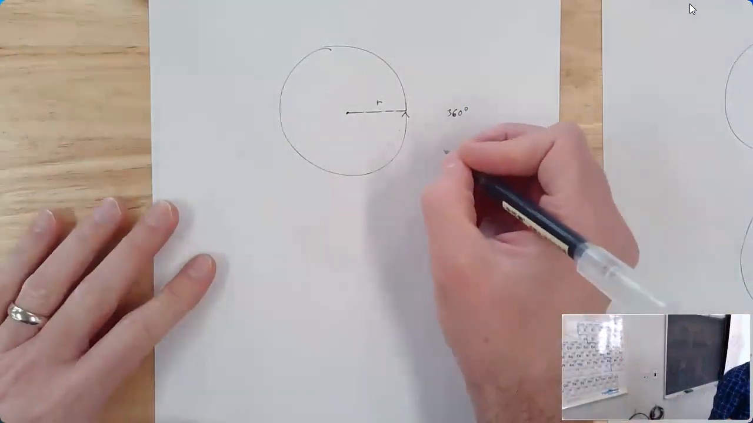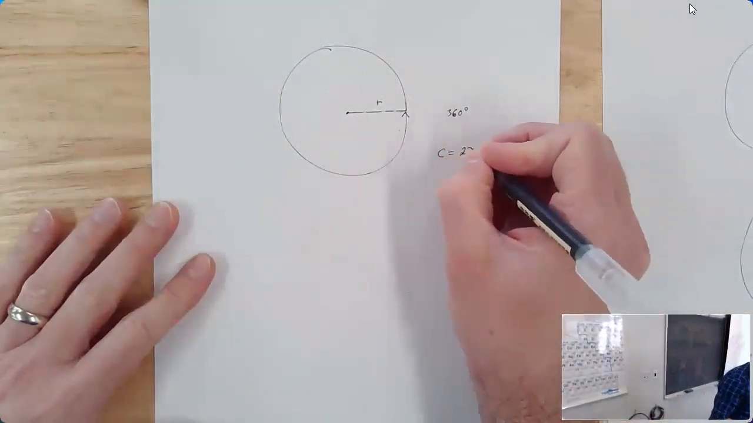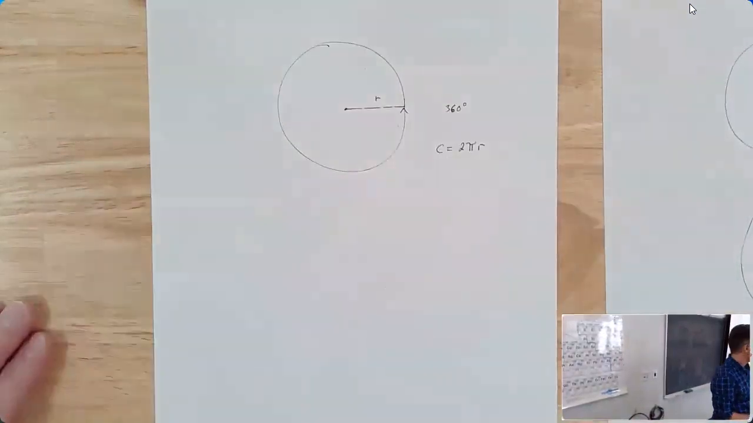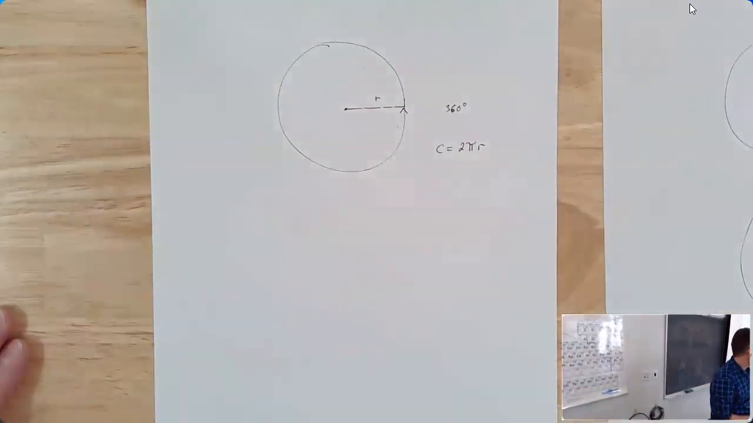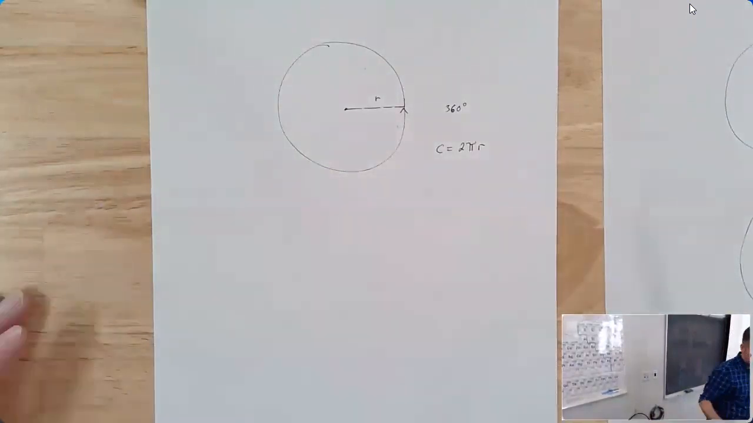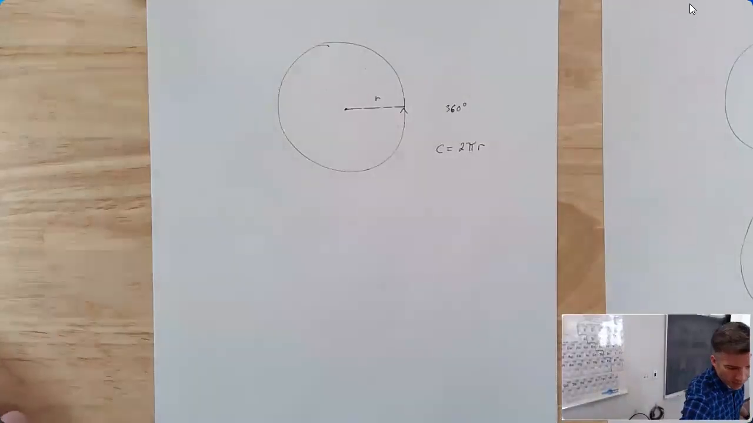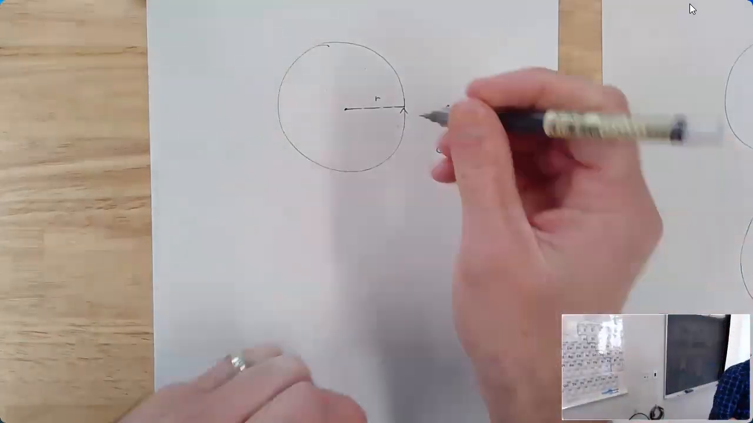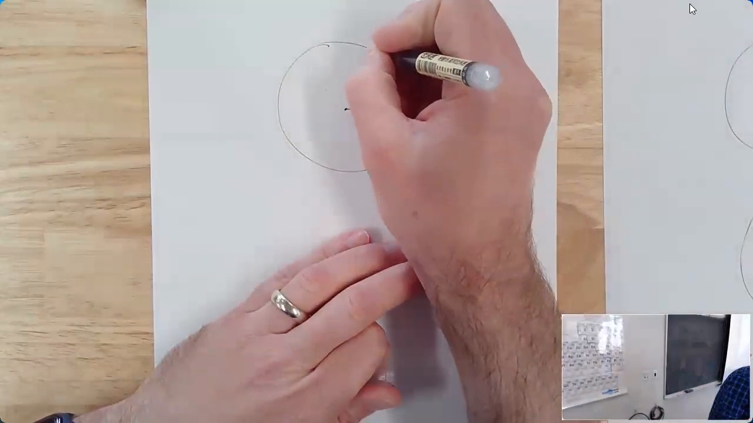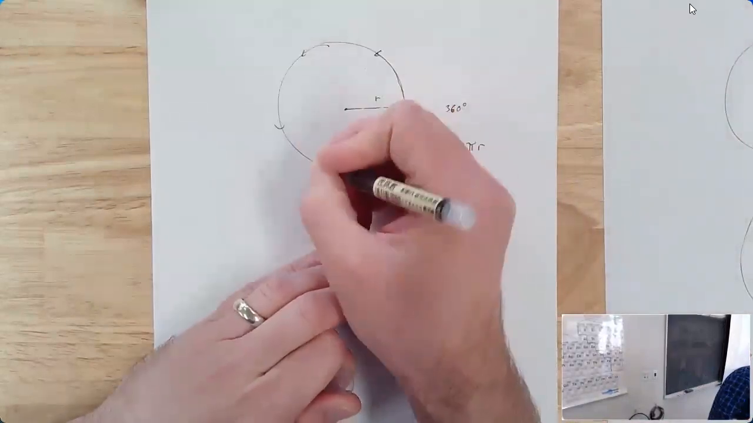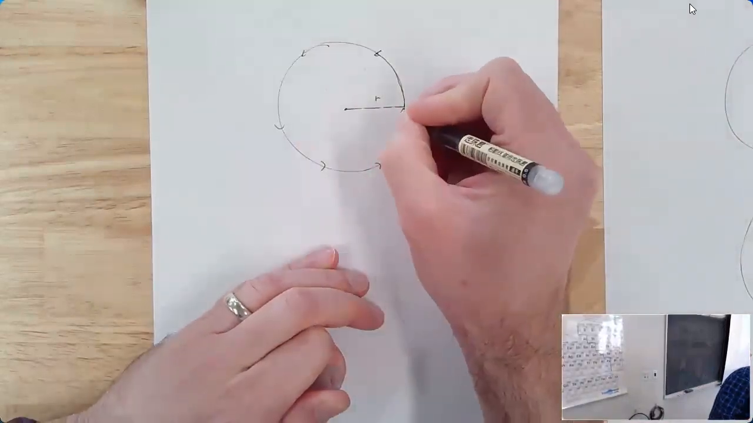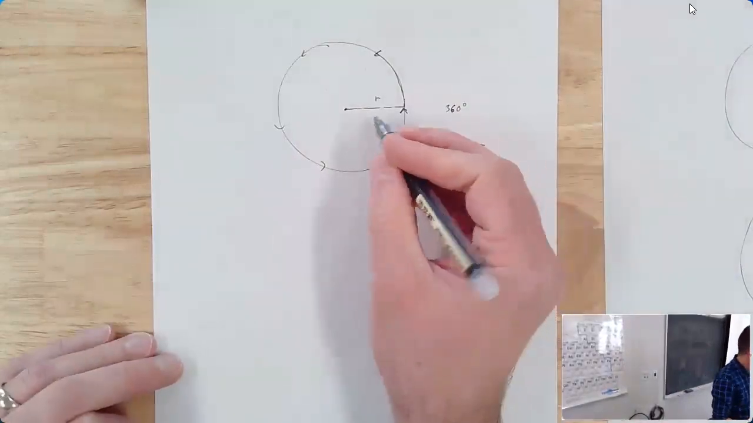Well, the circumference of a circle is 2 pi times whatever the radius is. If the radius is 1 inch, the circumference would be 2 pi inches, which again, is not a lovely number, but it is what it is. So if we go all the way around the circle, that length is exactly 2 pi times whatever your radius is.